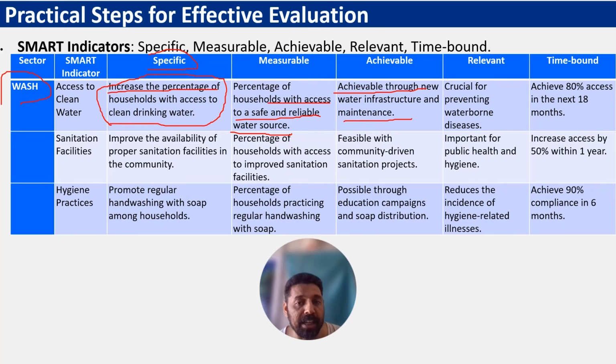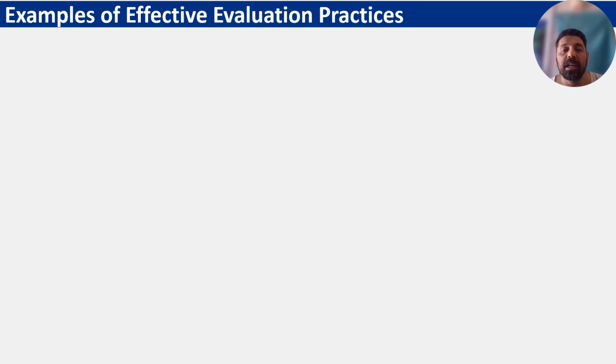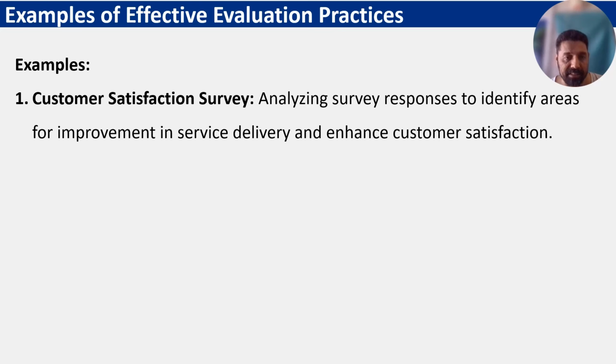So we need to develop such type of metrics for our indicators when we are developing them, and we need to assess them against these criteria: specific, measurable, achievable, relevant, and time bound. Let me show you some examples of effective evaluation practices. Customer satisfaction survey, analyzing survey responses to identify areas for improvement in service delivery and enhance customer satisfaction. This is an example of effective evaluation.